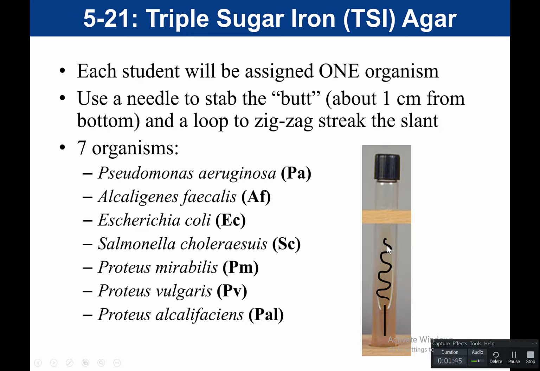After you make your tube, you have to put the cap on loosely and then put it in the incubator. They would grow for 48 hours at 37 degrees Celsius. And so this would be our setup for our TSI Agar. I have a video demonstrating the technique of how to inoculate this tube.